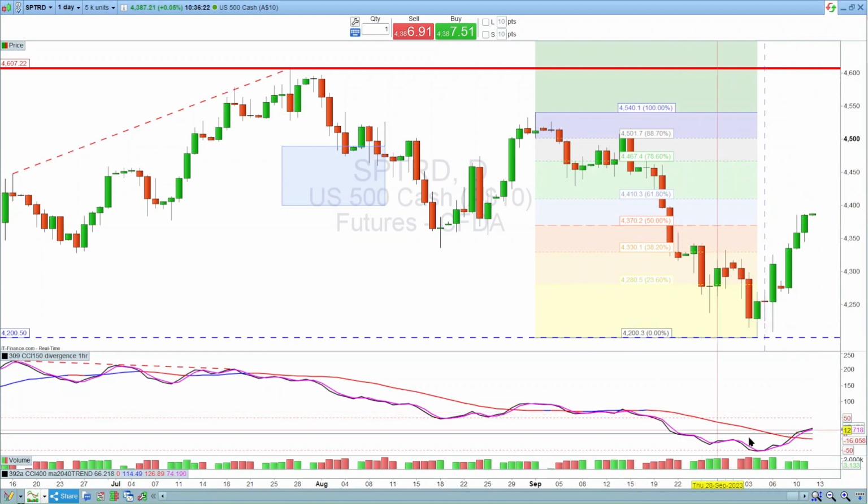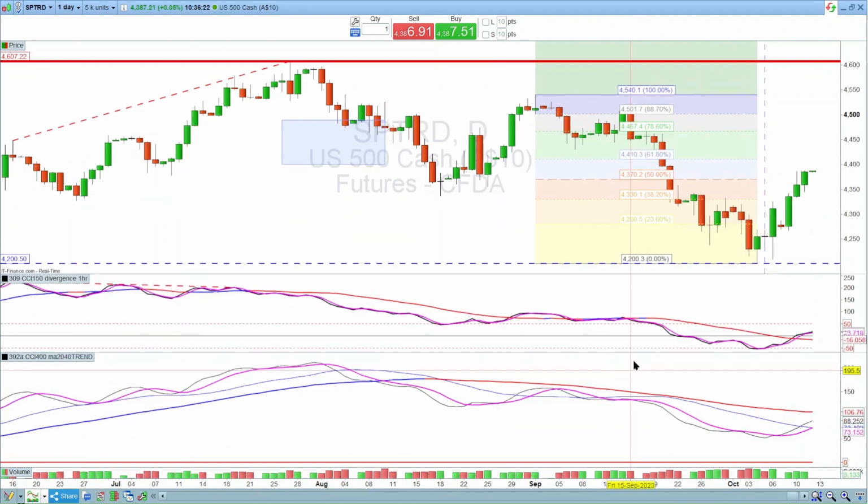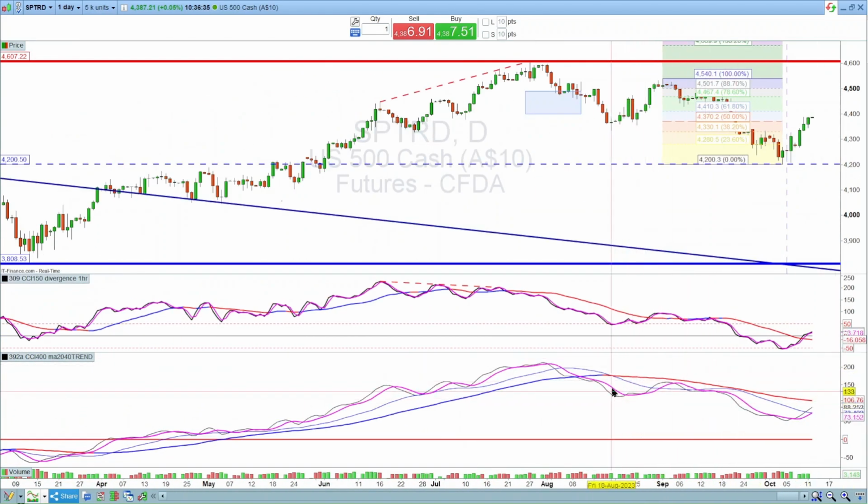Now you'll notice on the CCI 150 it's broken up through its moving average, but again this is more of a divergence indicator. On the CCI 400, it's still showing a bearish trend to the downside.